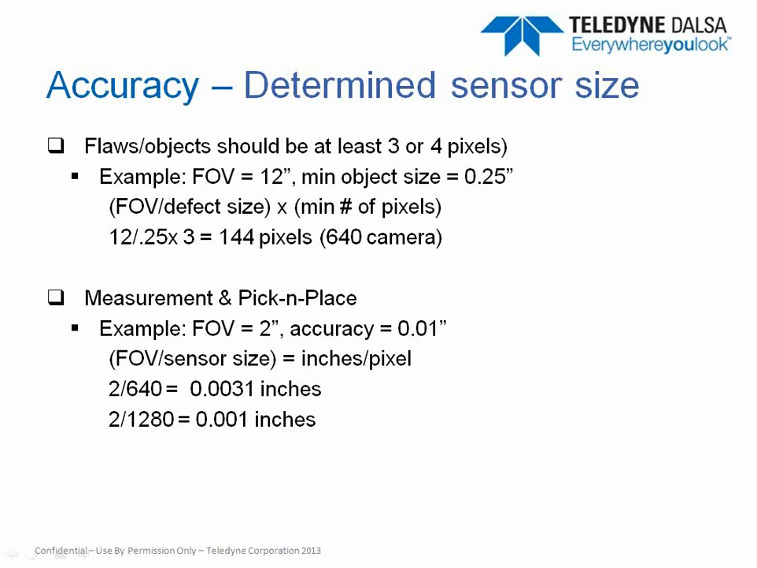an example. You have a field of view which is 2 inches, and you want an accuracy of 10 thousandths. So for example here, you take the field of view and divide it by the sensor size, and that will give you the inches per pixel. So 2 inches divided by 640 pixels in the sensor gives you 3 thousandths. If you go to a larger camera, you take the 2-inch field of view and you divide it by the 1280, and that will give you 1/1000th of an inch.